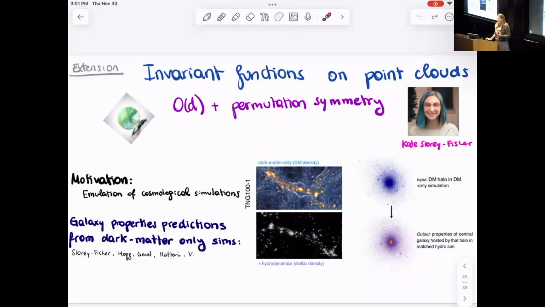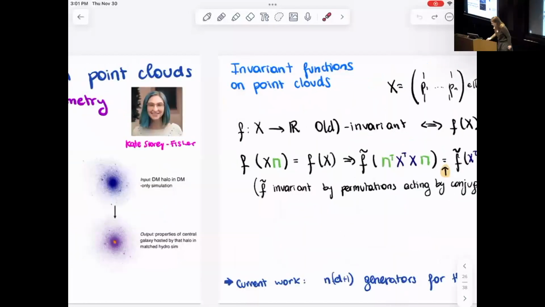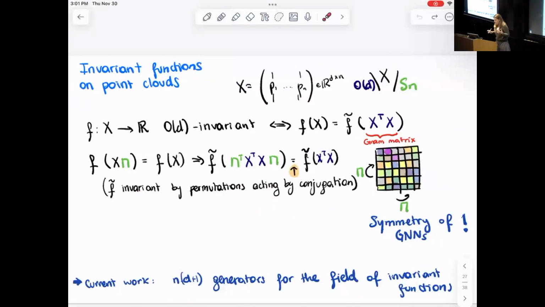And the question is, how can we implement invariant functions on this? How can we make a regression from the properties from here to infer the properties there, so that the model satisfies the symmetries of the problem? Okay, so we can use the same mathematical ideas that we had before.